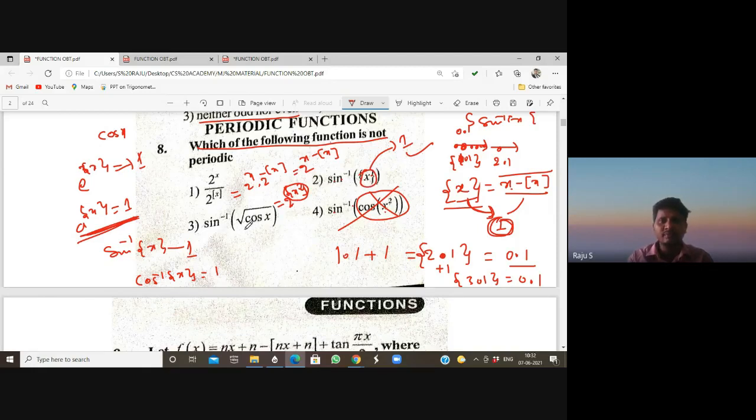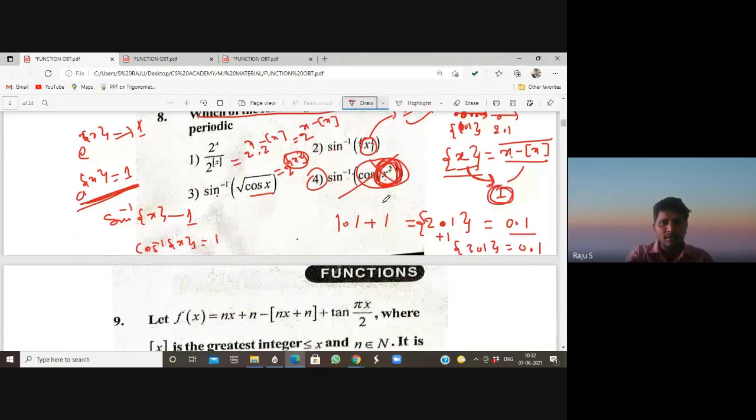But see here, cos x has periodicity 2 pi. Root over cos x is 2 pi. Sine inverse also, clearly it is a periodic function. Only the fourth one is not a periodic function. It has x square, cos of x square. I hope that you understood that.